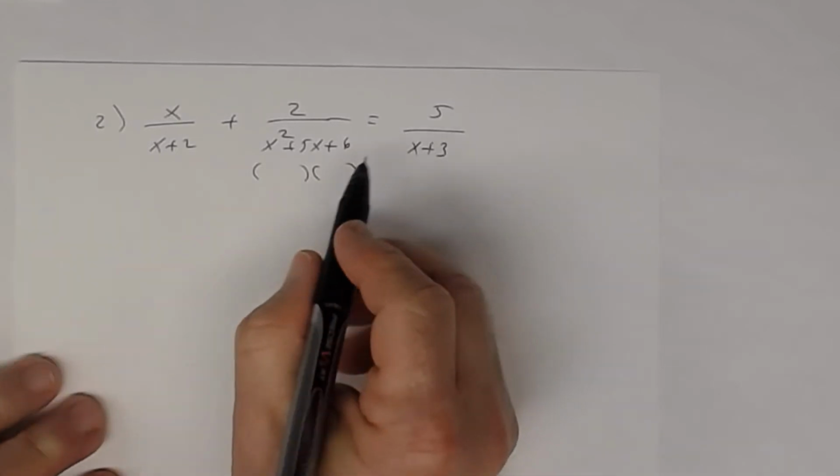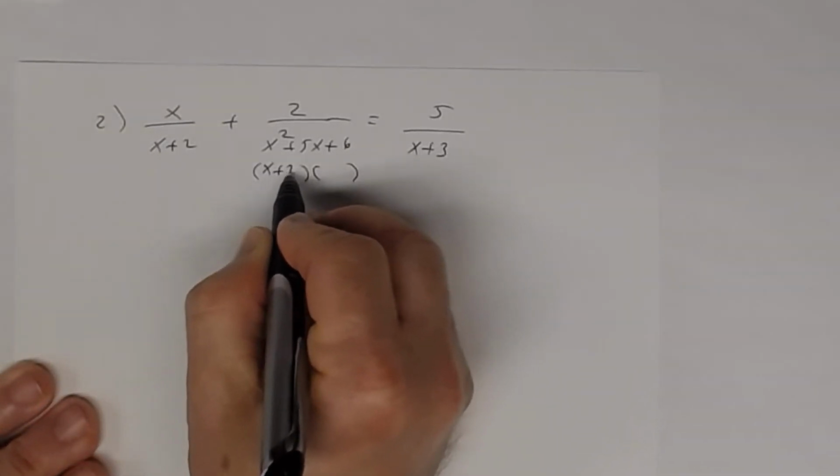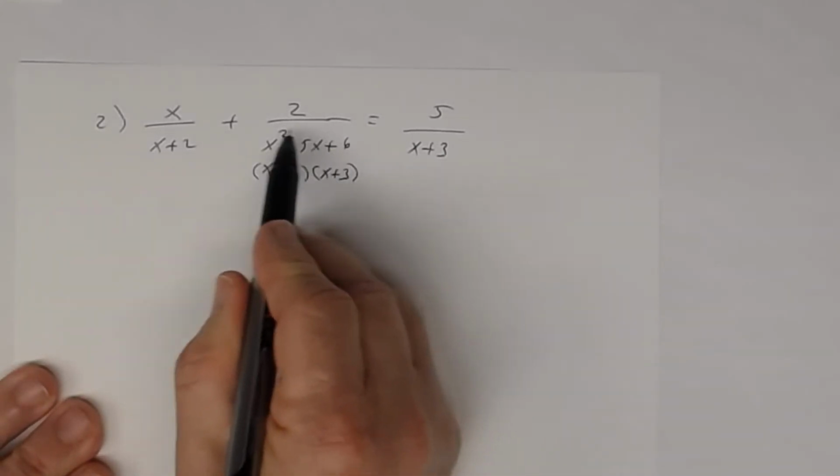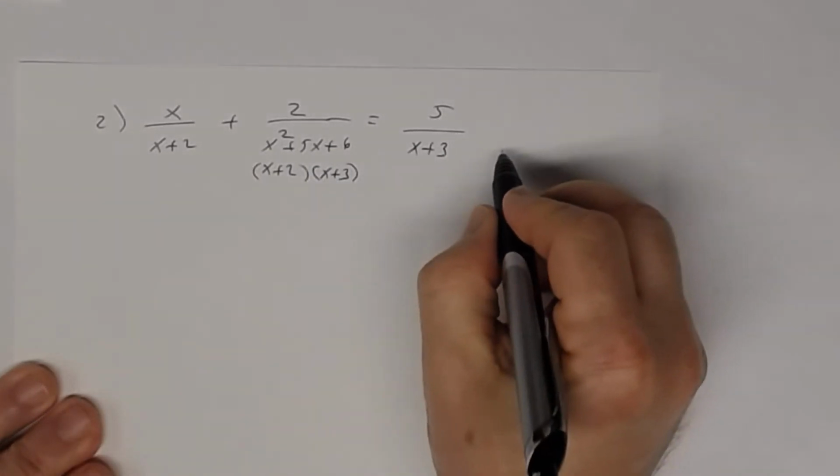But always verify, but that's not always true. x plus 2 times x plus 3. So if you FOIL this out, you'll get this right here. Okay? So now let's find the LCD.